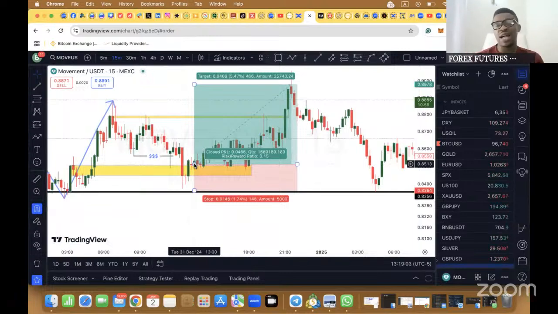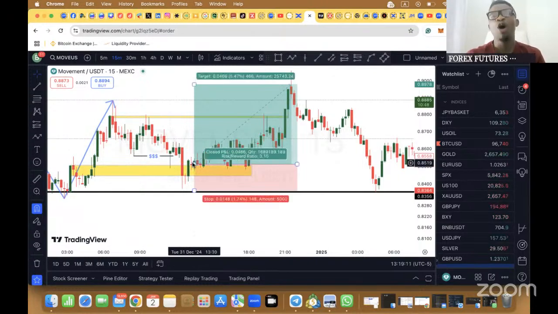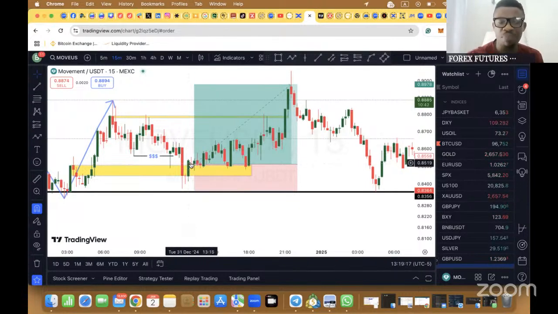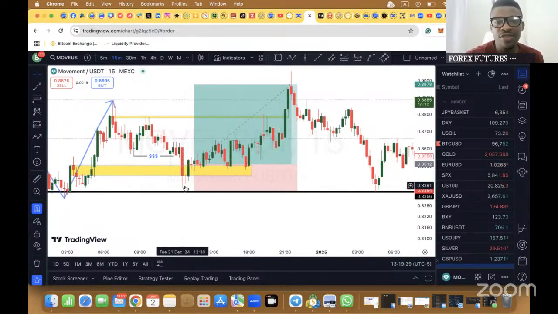I also say at this point that the person that entered from here, the person that enters from here, all of them are correct. The most correct of all of them is the one that entered from here because he's entering at OTE. How many of you remember I said that? Optimal trade entry.